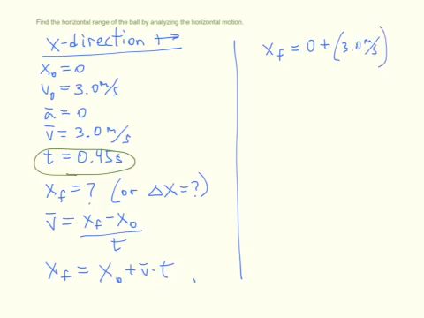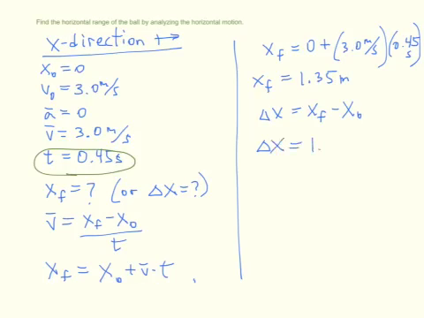and the time, 0.45 seconds. We'll plug and chug, and we'll see that the final position of that ball is 1.35 meters. Since we started at a position of 0, the change in position, or the horizontal range, is 1.35 meters. And that was what we were looking for.